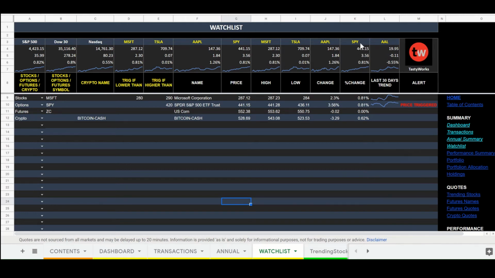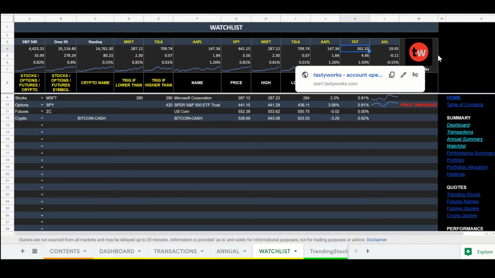So let's say we want to look at Target, TGT. It will show you the value, the price, how many percent profit or increase from the previous day, and in dollar value or whatever currency you're using, and also the graph of it.